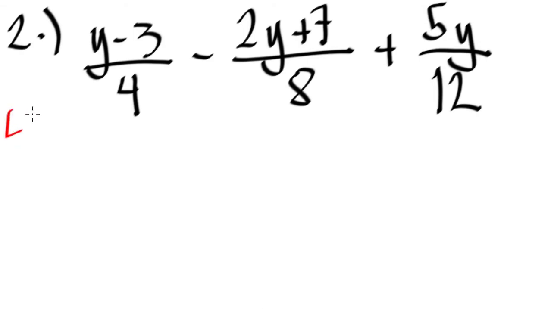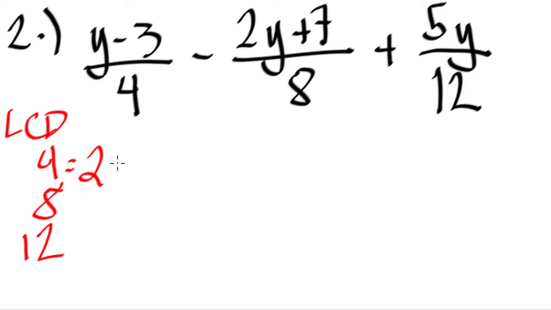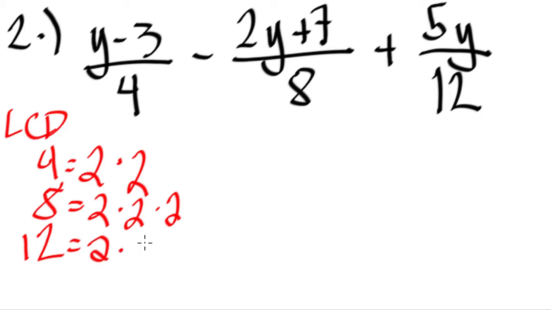To find the LCD, we need to get the prime factorization of 4, 8, and 12, if you can remember the process. So let's prime factorize. 4 is 2 times 2. 8 is 2 times 2 times 2, that's 2 cubed. And 12 is actually 4 times 3, and 4 can be further factorized into 2 times 2, so we have 2 times 2 times 3.